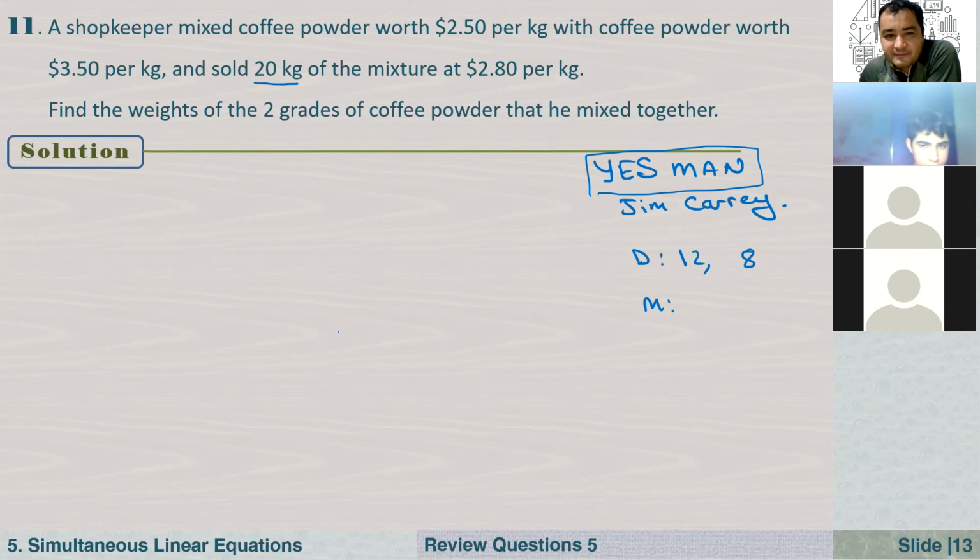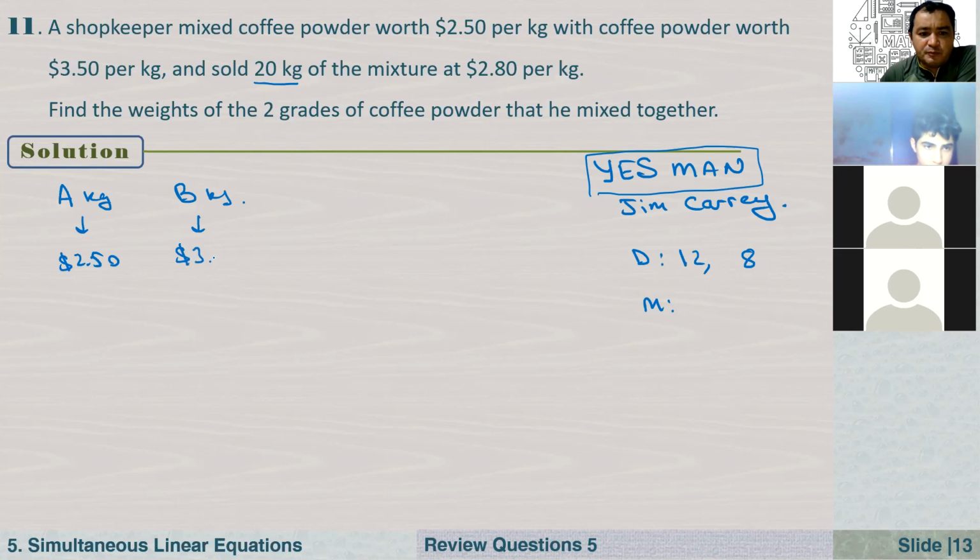Okay, let's do something else. So here, Musa, we are just mixing two types of coffee, right? Let's say type A kg, type B kg. And 1 kg cost price of type A is 2.50. And type B, 1 kg is 3.50, right? And after that, we are just selling this at this price. Of course, here we are not making any profit, any loss.